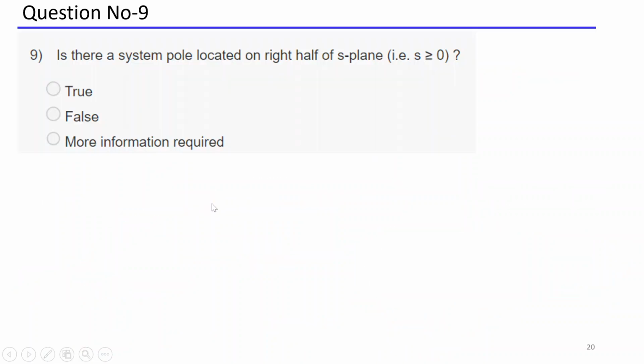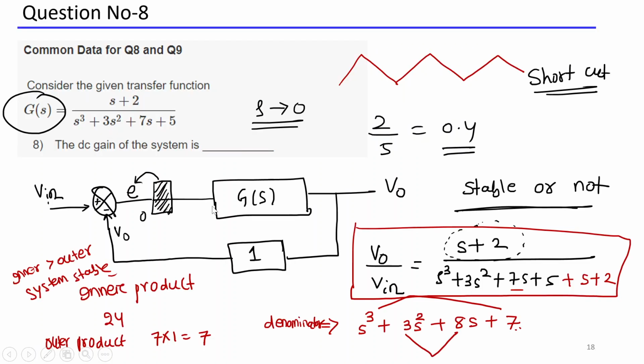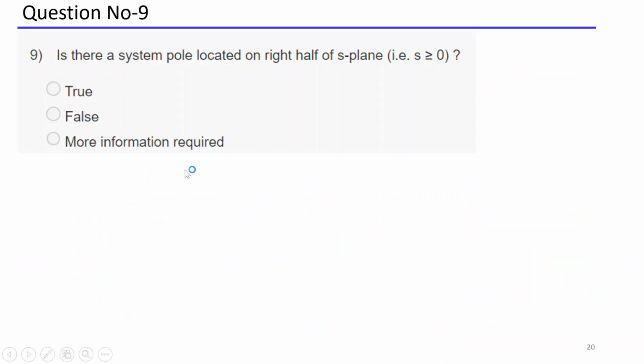Okay, let's move to the next question. This is the relevant question of question 8 and question 9. For this system, you find out the DC gain. Then, is there a stable pole located on the right hand side of the plane or not? First, can you tell me by looking at this whether the answer is true or false? He is asking whether there is any stable pole located on the right half of the S plane.